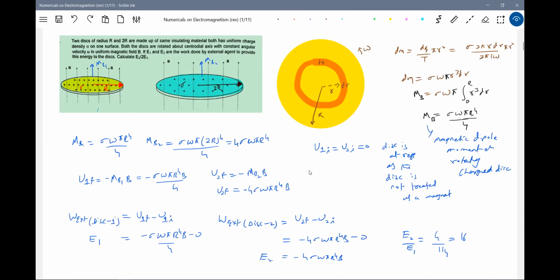Sir, but if he has given the mass, then you have to bring the kinetic energy. Am I right? Since he didn't give mass, no. So since mass is not given, if the mass also comes, then the kinetic energy of the disk also will come into picture. That also you have to add up, because the external agent has to do work to impart that kinetic energy.